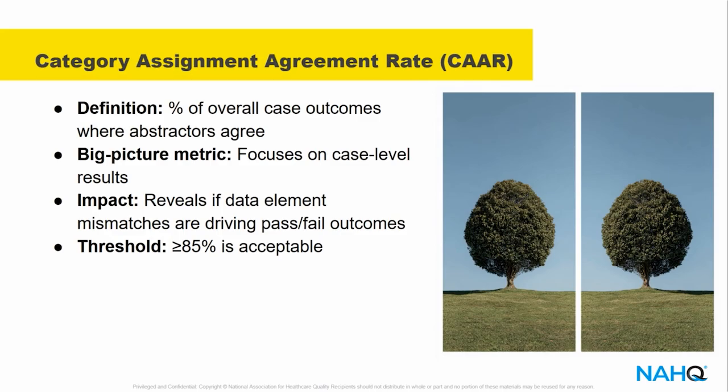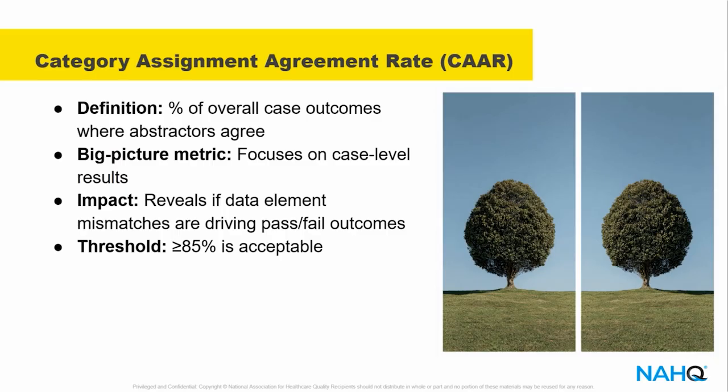Okay, that next metric is CAAR, or Category Assignment Agreement Rate. So while DEAR zooms in on the individual data points, CAAR takes a step back to assess the case as a whole. CMS uses CAAR to evaluate data reliability for its measures. Some core populations, like the SEP1 bundle, it's a single measure, so it has a case level pass or fail assigned. Other populations, like stroke, have multiples, stroke 1 through 10, for example, and each measure receives its own categorical result.